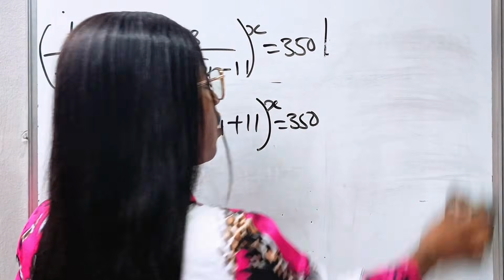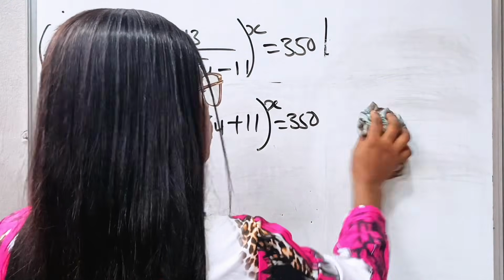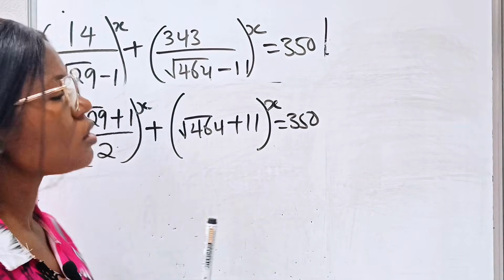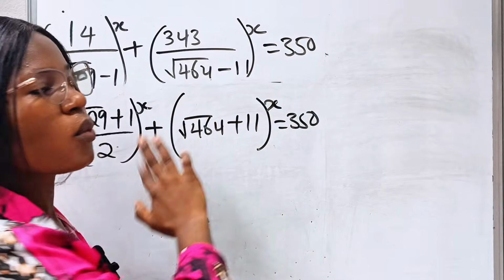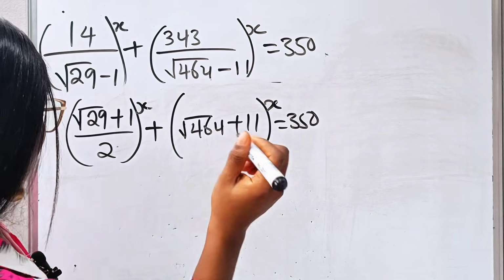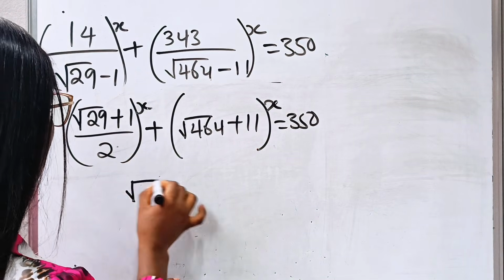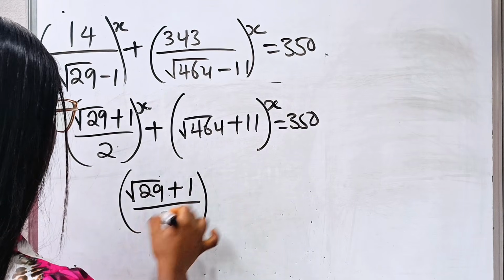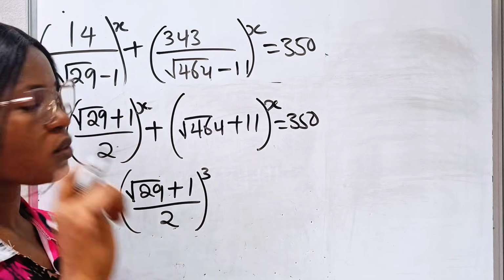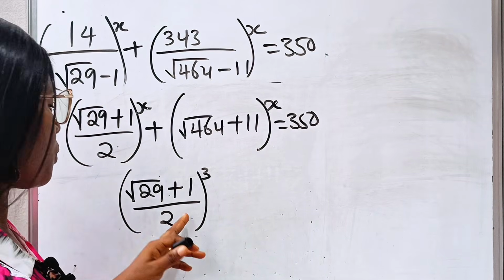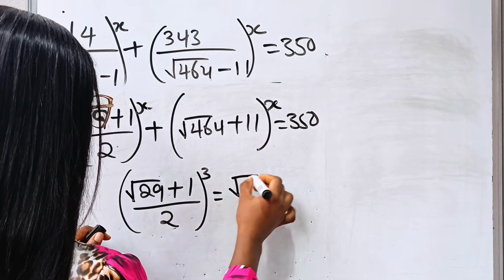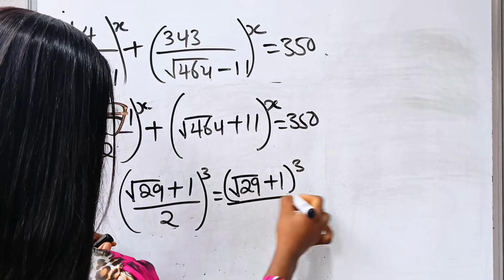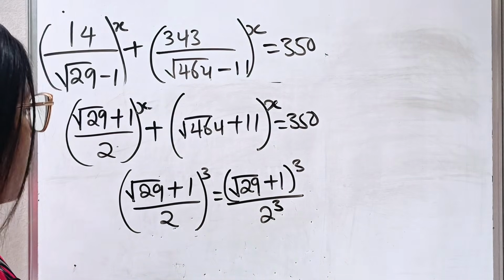All right. Now, I want you to notice something. So I'm going to do something right now, and I want you to see how this particular action is going to make the whole of this question very easy to solve, okay? So let us take the cube root of root 29 plus 1 divided by 2. Let's take the cube root, okay? You're going to see what will happen. So this will be the same thing as square root of 29 plus 1, everything raised to the power of 3, divided by 2 to the power of 3.